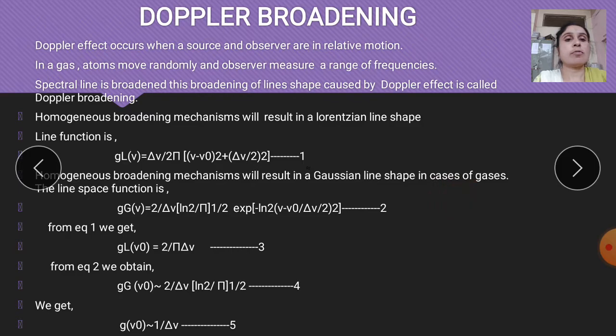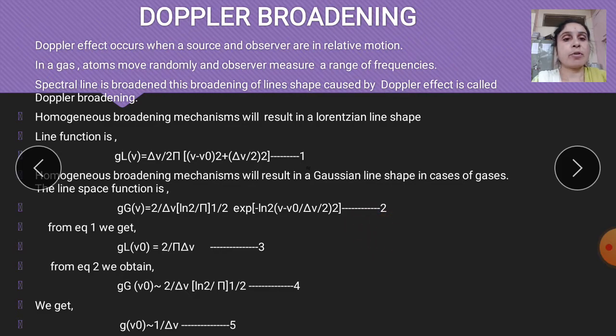So, in the case of gases, the line shape function can be denoted by G of V is equal to (2 by del V) times (ln 2 by pi) to the power 1 by 2, times exponential of minus ln 2 times [(V minus V0) upon (del V upon 2)] squared, where del V is the line width. This equation is denoted as equation 2.